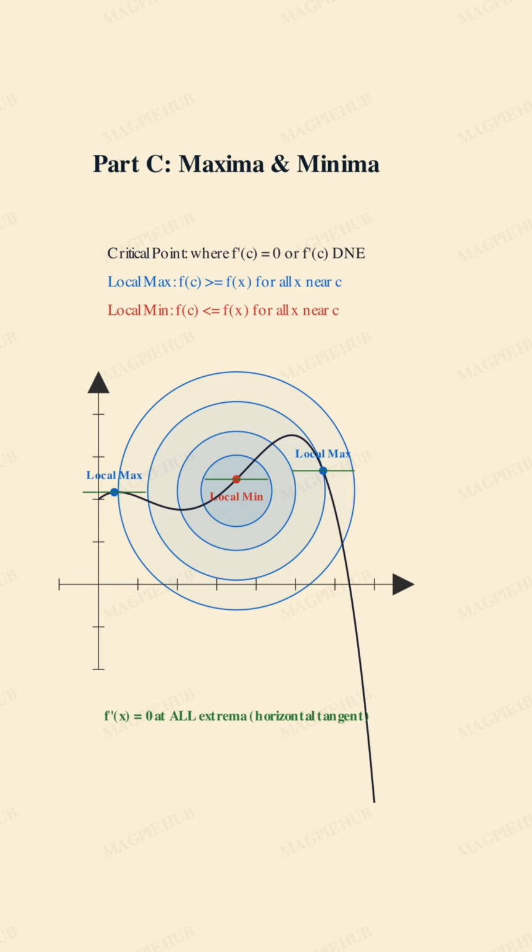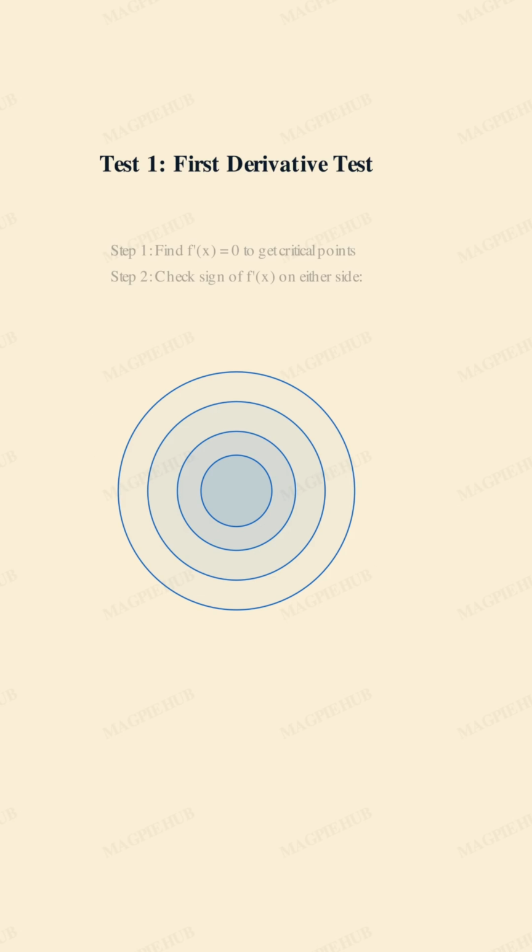But remember, f prime equals 0 is necessary but not sufficient. We need additional tests to confirm if a critical point is actually a maximum, minimum, or neither. Test 1, the first derivative test. Step 1, set f prime equal to 0 to find critical points. Step 2, check the sign of f prime on either side of each critical point.